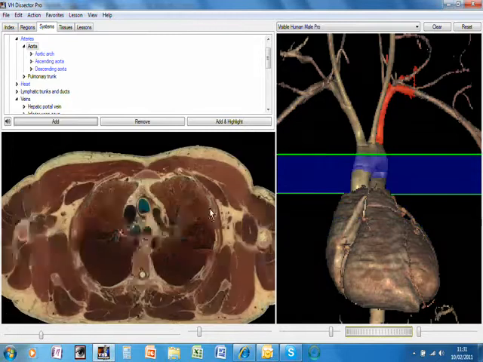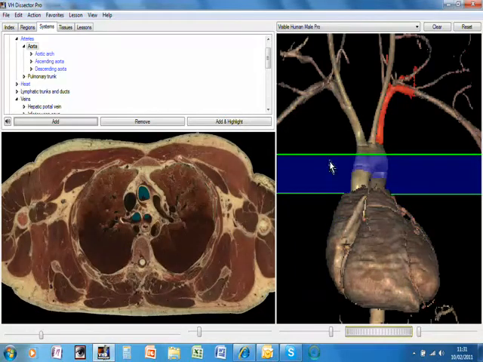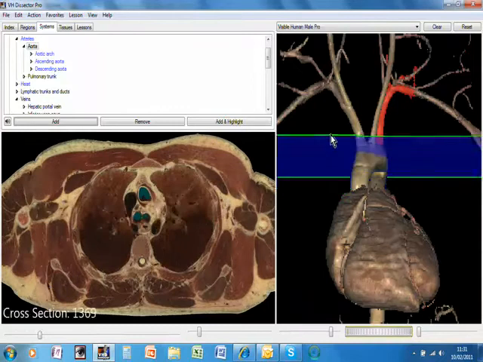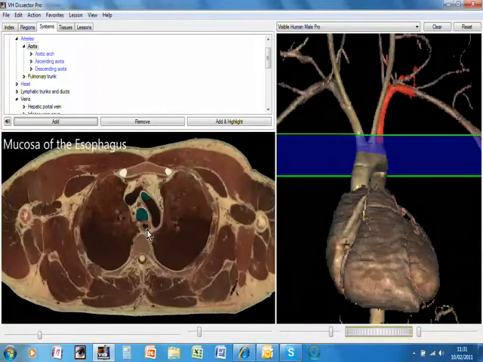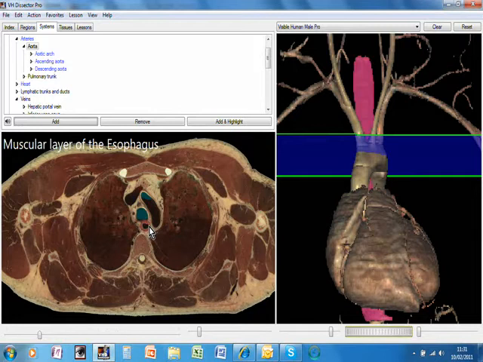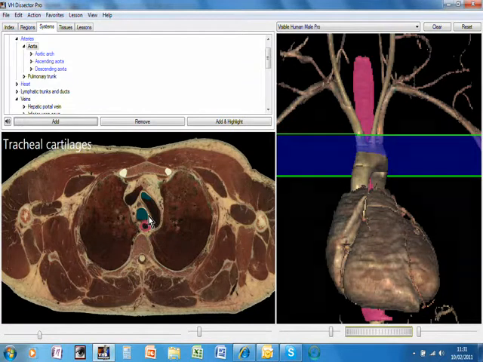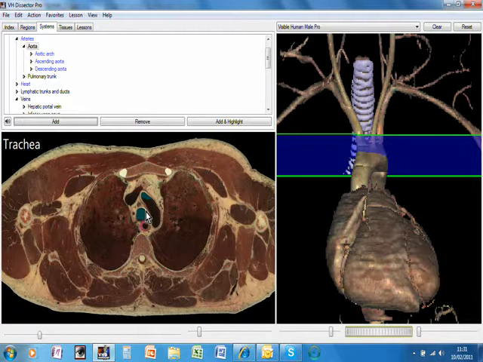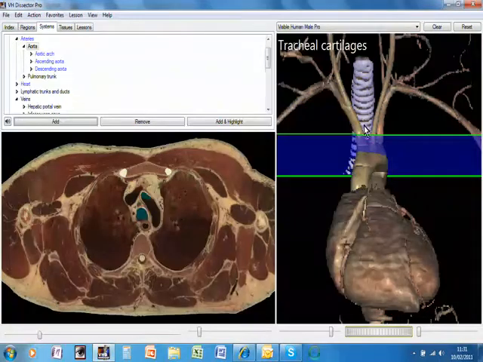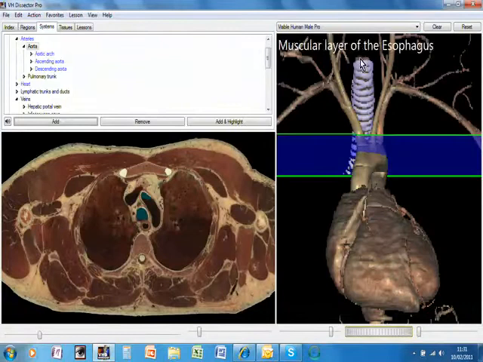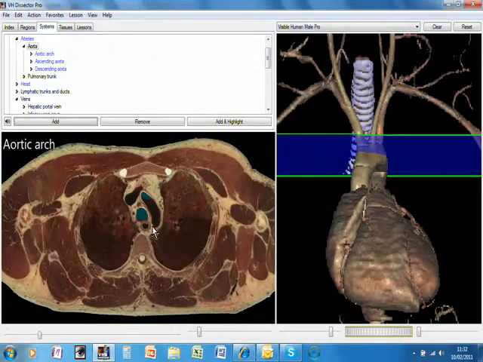We'll also take time now to look at some other structures in relationship to the arch of the aorta. The first one we'll look at here is the esophagus. So here's the esophagus behind the arch of the aorta, and anterior to the esophagus is the trachea. So we've added in and highlighted the tracheal cartilages here, with the esophagus behind. So the trachea lies behind the arch of the aorta, and the esophagus lies behind the trachea.